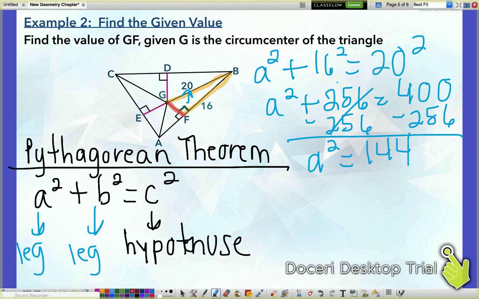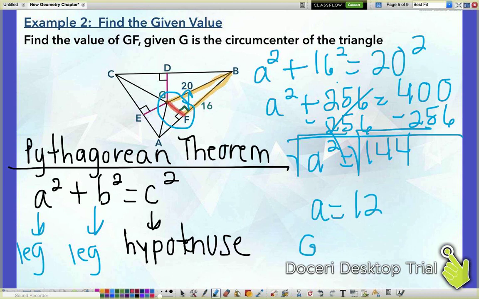Remember, my A is GF, which is what I'm looking for. So I need to square root both sides. A square root and a square cancel, and I'm left with 12. So GF is 12.